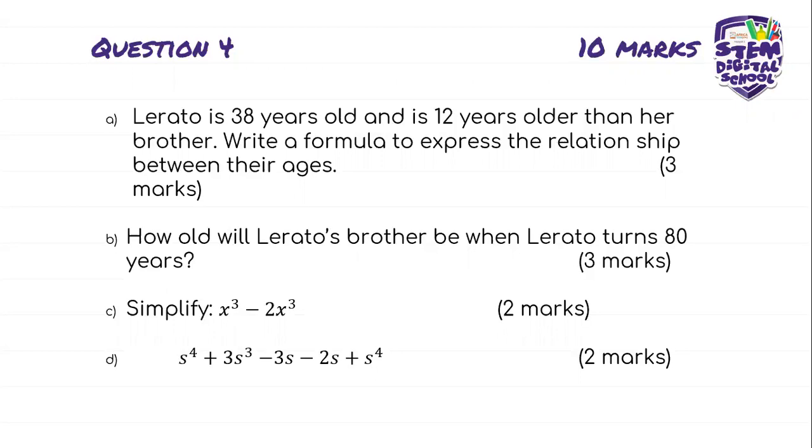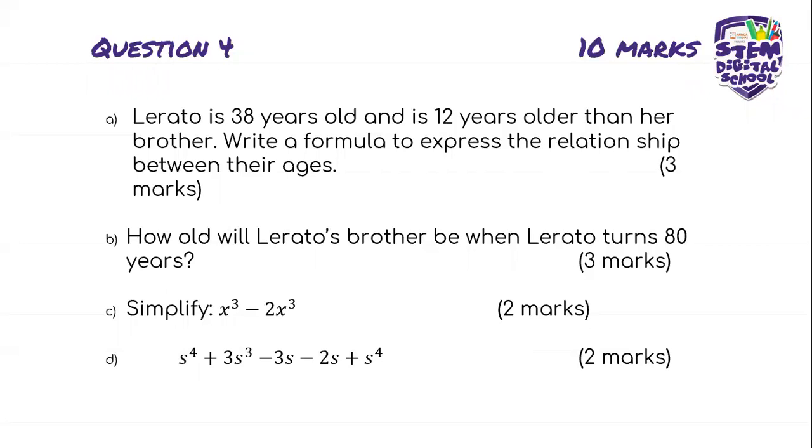Okay, that's what you said. And I fully agree with you. Because if the brother's age is x, it means if you subtract the brother's age from Lerato's age, then you get 12. That's correct. Because remember, Lerato is 12 years older than her brother.